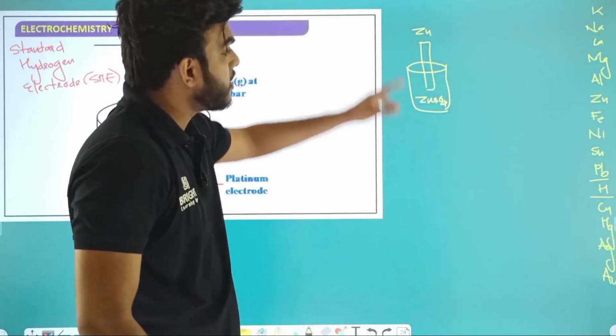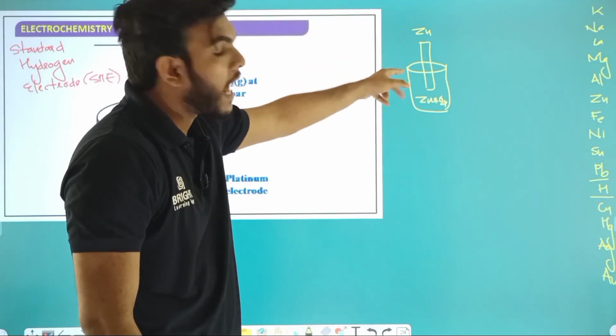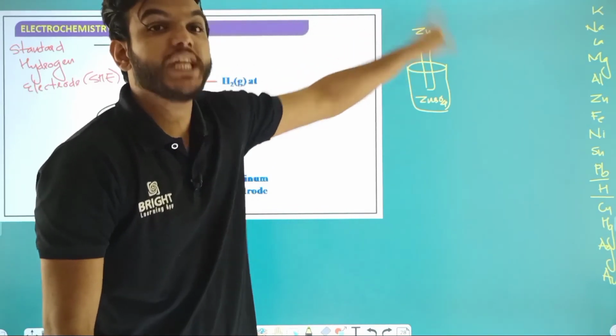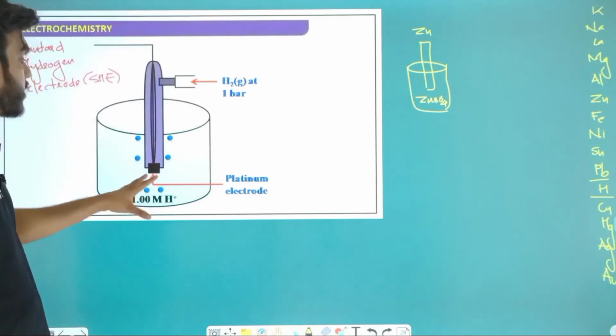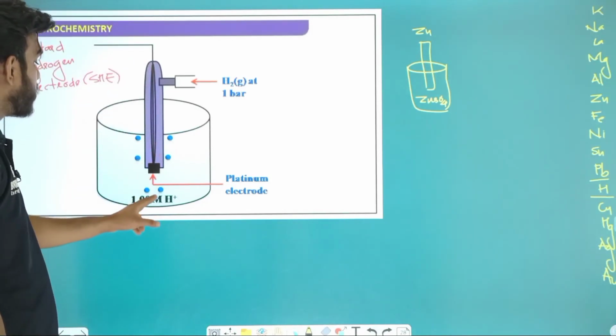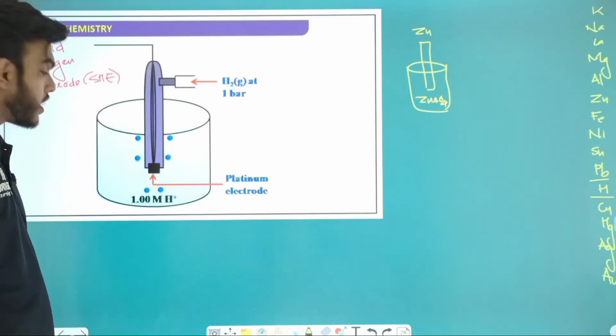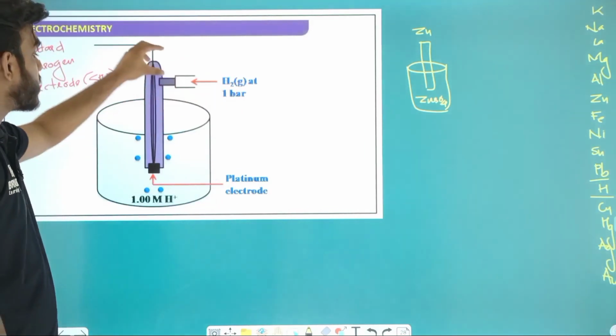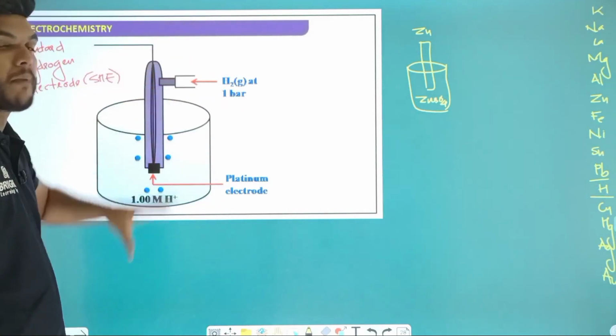In this reactivity series, you are given zinc, and to check the electrode potential of zinc, you have to connect it with the SHE. What is SHE? This is the SHE representation. It has a 1 molar solution with a platinum electrode at the bottom, and hydrogen gas will be present in it at 1 bar pressure.